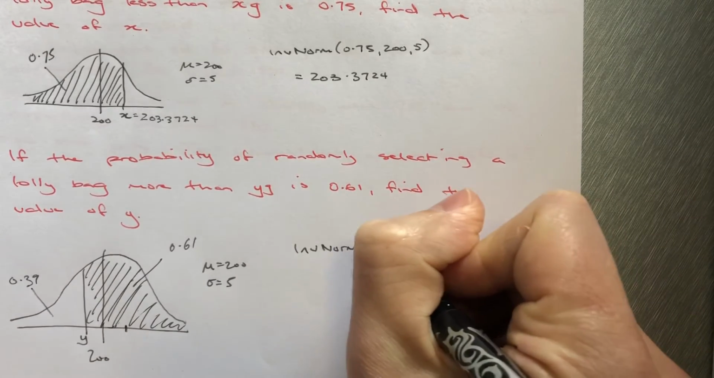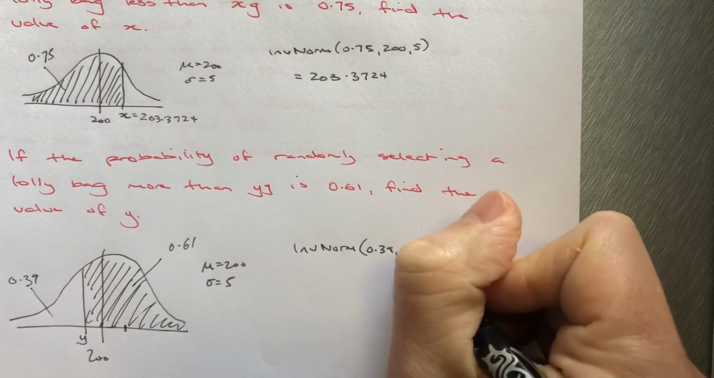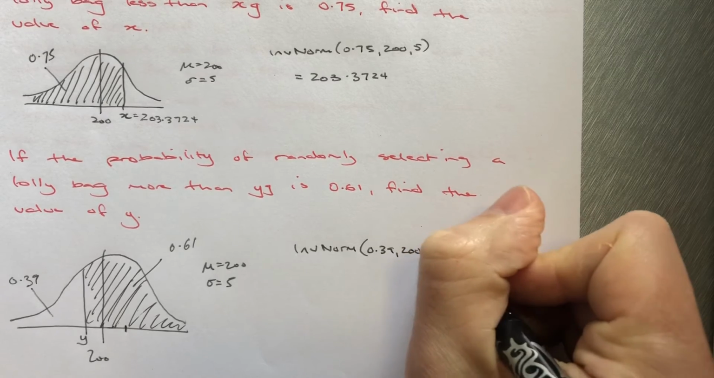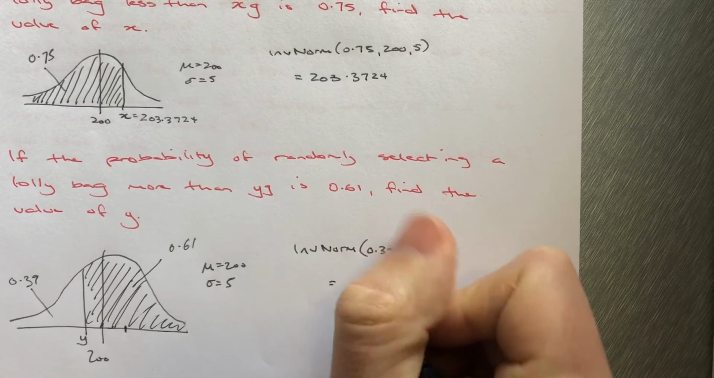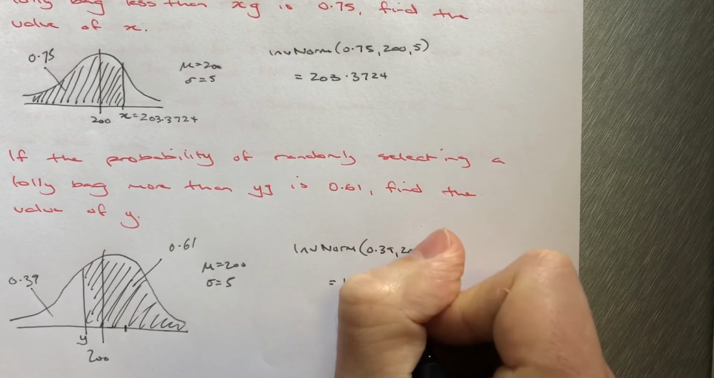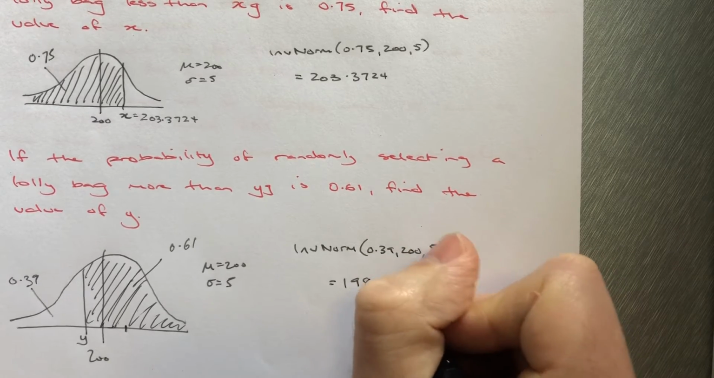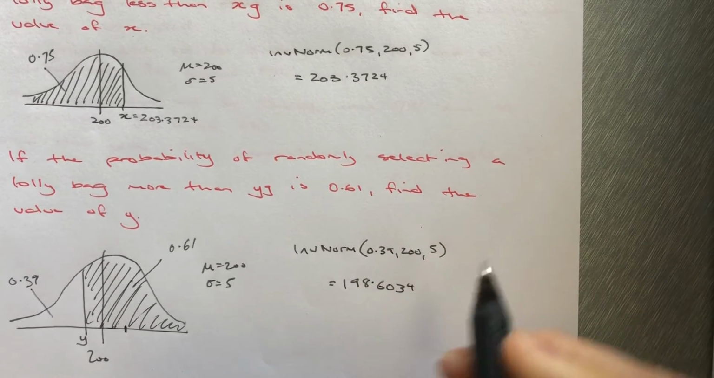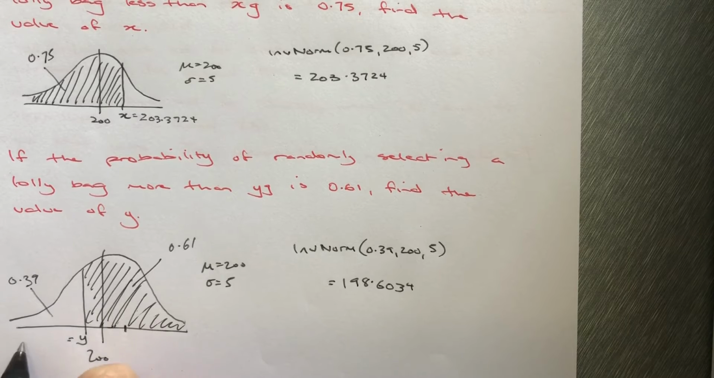We're entering 0.39. The mean is still 200, the standard deviation is still 5. If you put that into your calculator, you'll get 198.6034. Alright, so that's 198.6034.